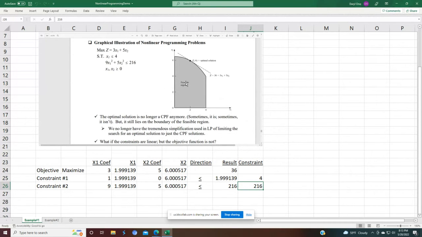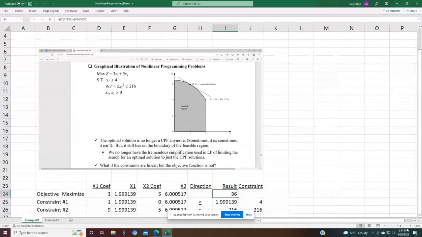So X1, according to solver, is 1.999, which is close enough to 2. X2 is 6.000517, close enough to 6. So we can just really make this 2 and 6. The result that we come up with is equal to 36.